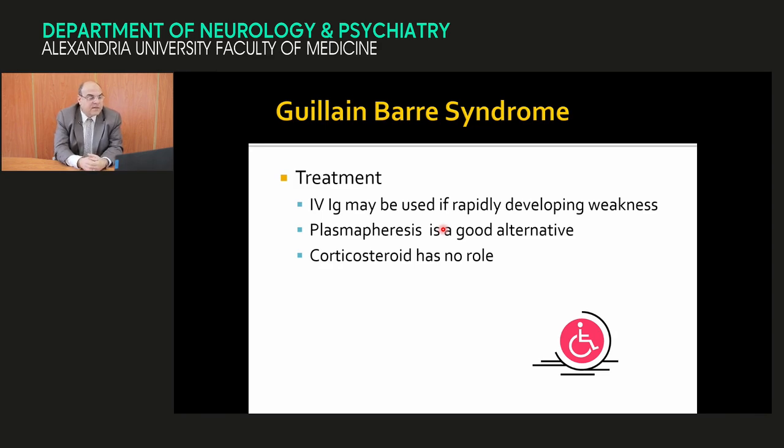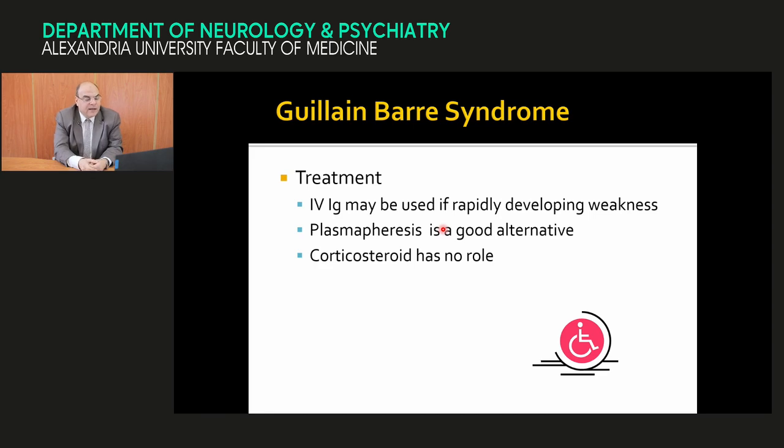The actual treatment is either plasma exchange, plasma apheresis, or intravenous immunoglobulin. Plasma apheresis is 4 to 6 sessions, given on an alternate-day basis, or alternatively we can give IVIG, intravenous immunoglobulin, at a dose of 2 grams per kg, divided over 5 days. This treatment is expensive and not without hazard, so it has to be limited to moderate or severe cases.